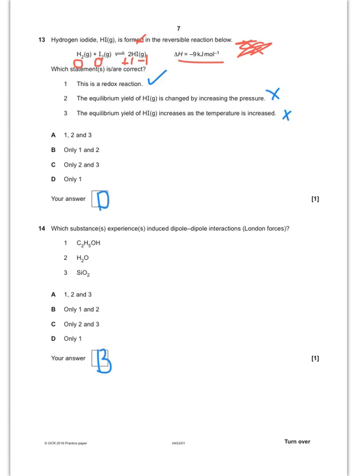Which substances experience induced dipole-dipole interactions? Those are the London forces. It is going to be 1 and 2, because they will also experience hydrogen bonds, of course, but all simple molecules experience London forces as well. Silicon dioxide is, of course, a giant covalent structure, so it doesn't.